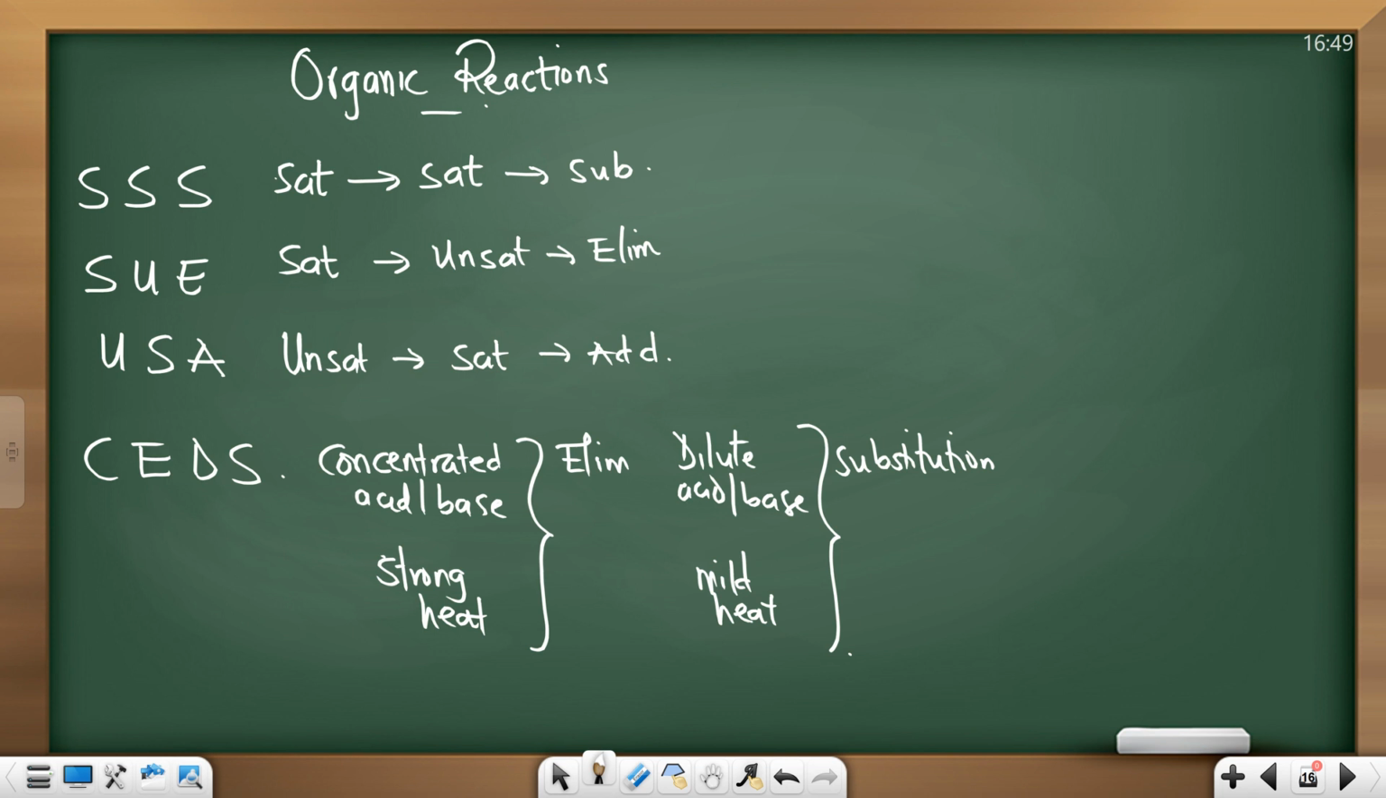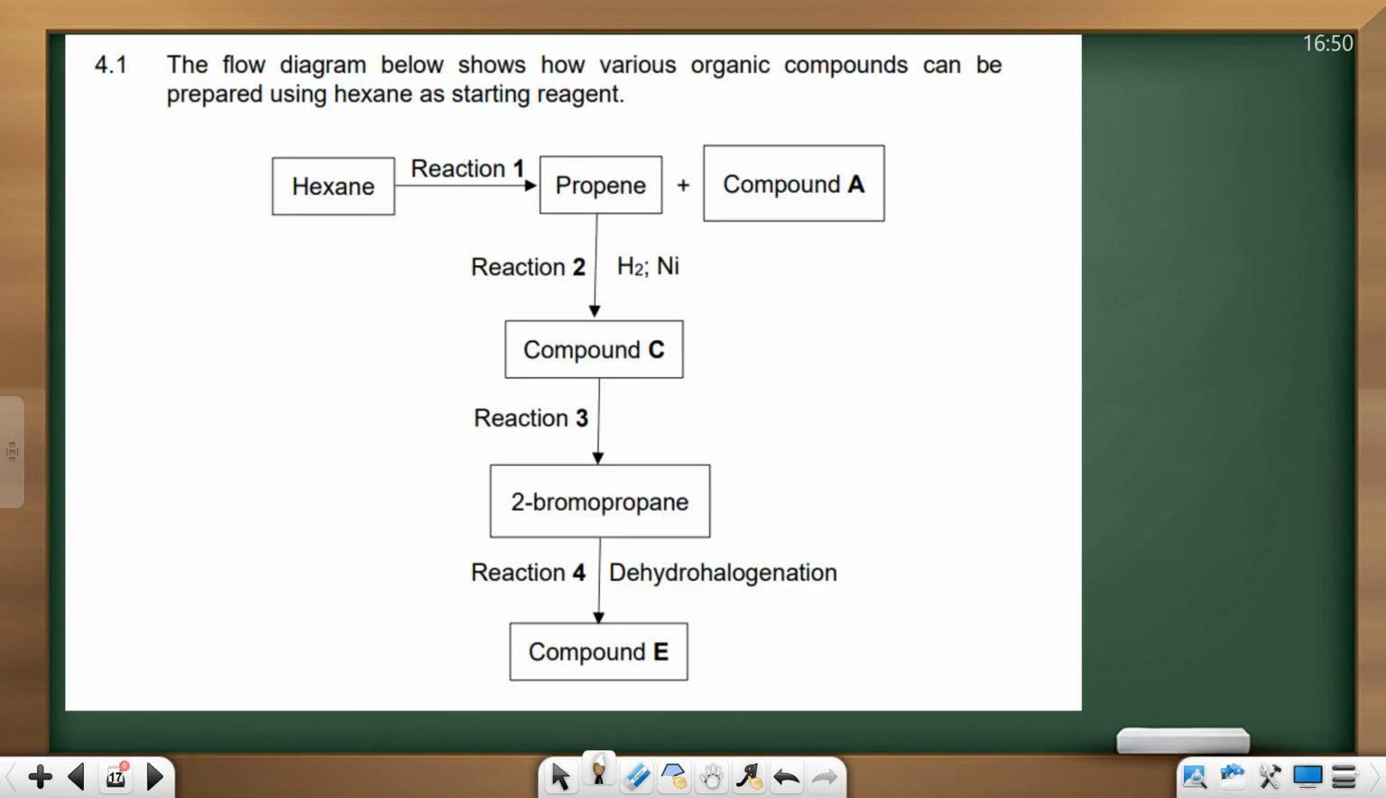Don't forget the CEDS, very important. Concentrated, you eliminate. Dilute, you substitute. But to eliminate, you also need what? Strong heat. And when it comes to dilute, you use what? Mild heat. Check how I'm going to do this question now.